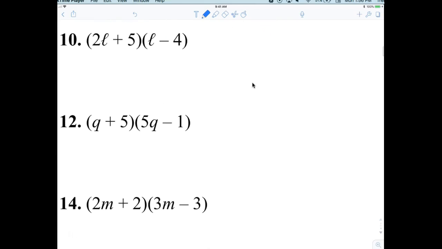Now we're going to try number 10. All right, here we go. What's 2L times L? 2L squared. Smiley face. How much? 5. How much over here? -8. So 5 and negative 8 make what? Negative 3L. And then minus 20.